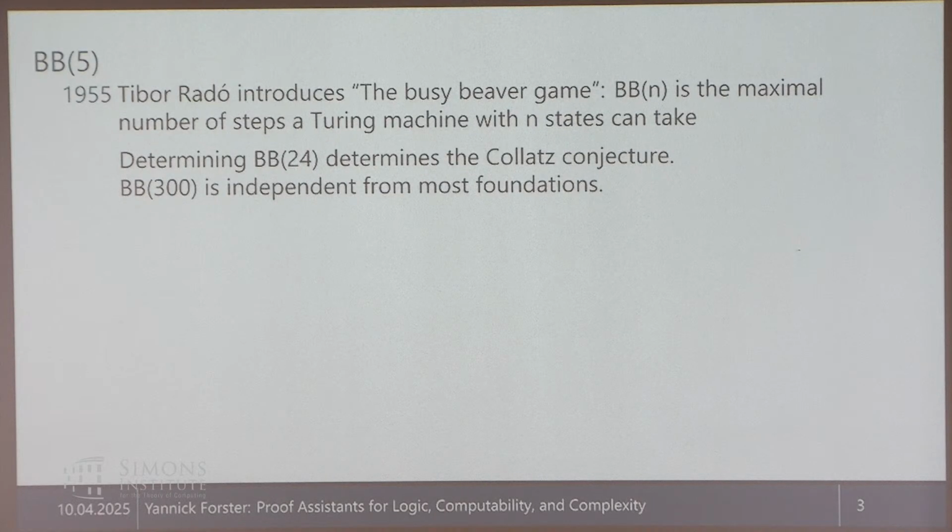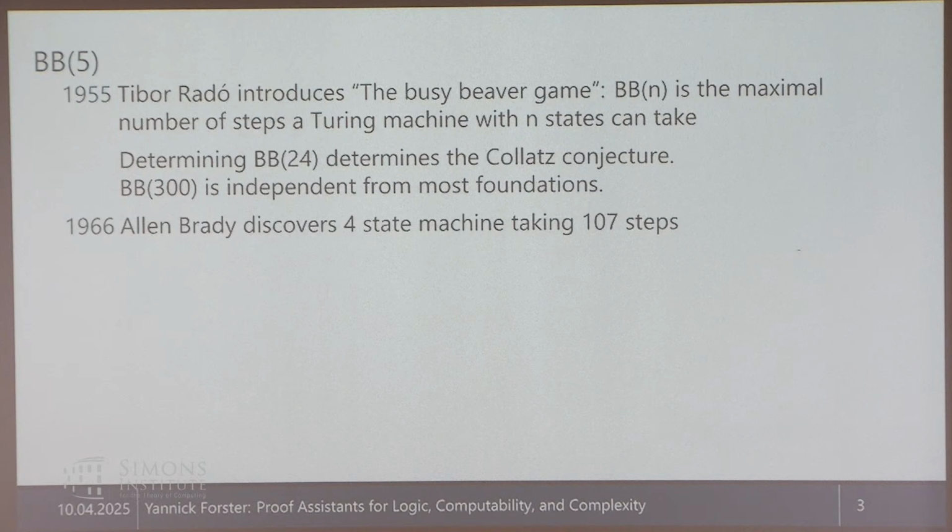So the busy beaver numbers, they're treatable for small numbers. Then it becomes interesting. Then it becomes impossible. But they're easy to understand. The concept is super easy. In 1966, Allen Brady discovered a 4-state machine taking 107 steps. So this was the discovery of one machine. That's not enough to solve the thing because you have to prove that all other 4-state machines have lower numbers.